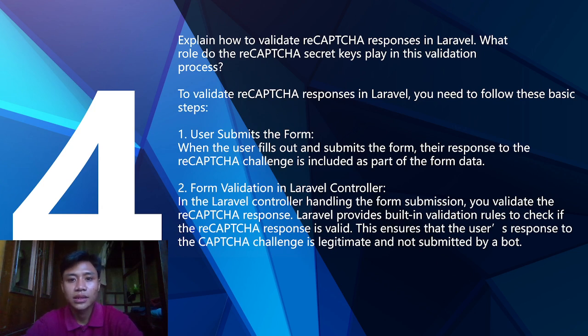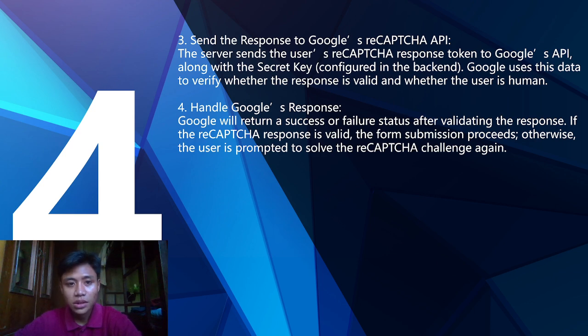Number 4, explain how to validate reCAPTCHA responses in Laravel. What role does the reCAPTCHA secret key play in this validation process? To validate reCAPTCHA responses in Laravel, you need to follow these basic steps. First, the user submits the form, and then form validation in the Laravel controller, and then send the response to the Google reCAPTCHA API. Then handle the Google response. Google will return a success or failure status after validating the response.